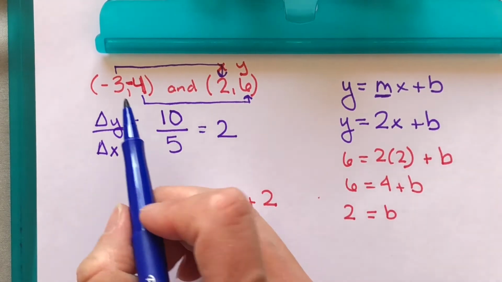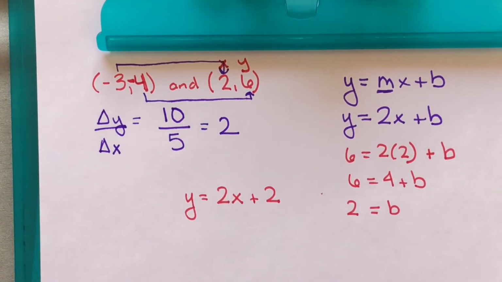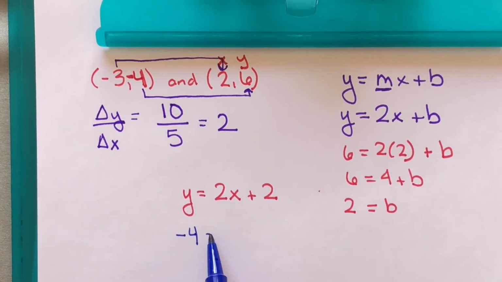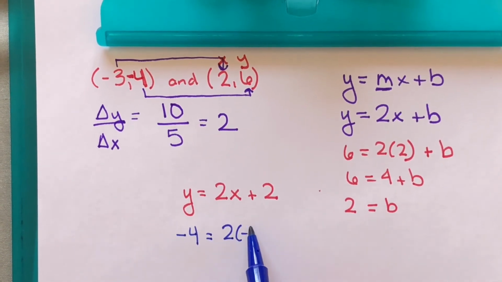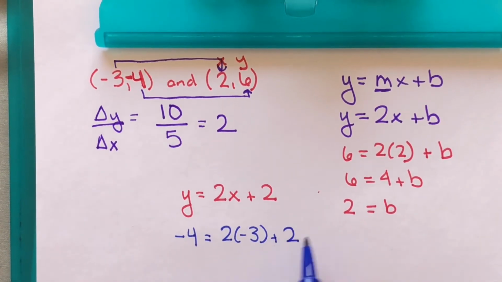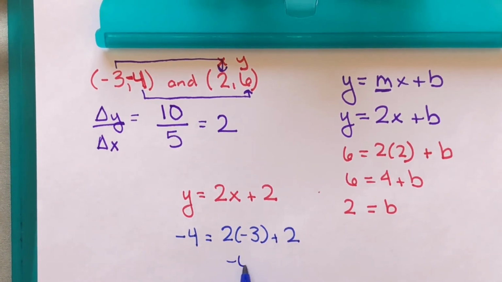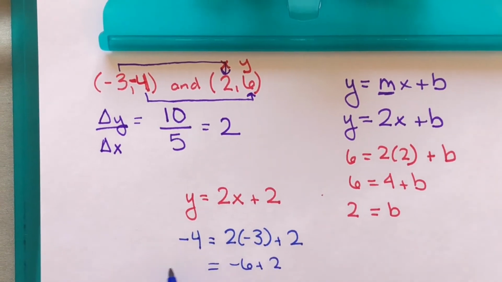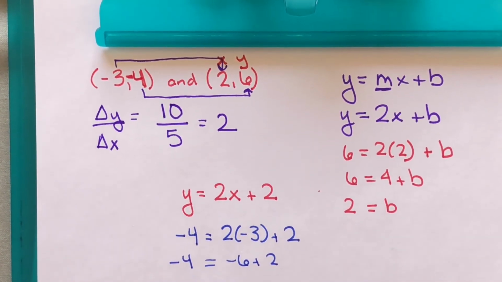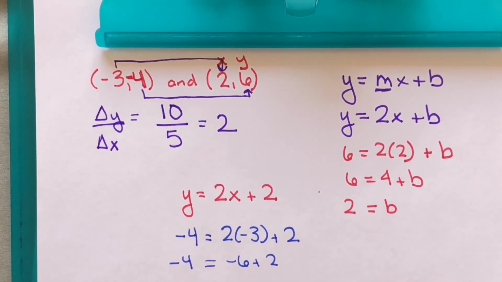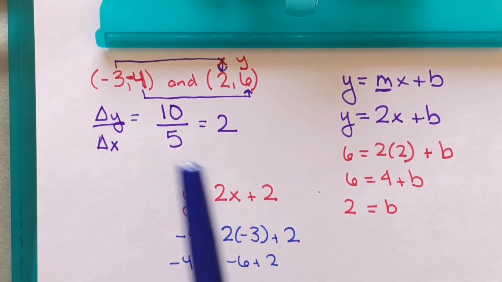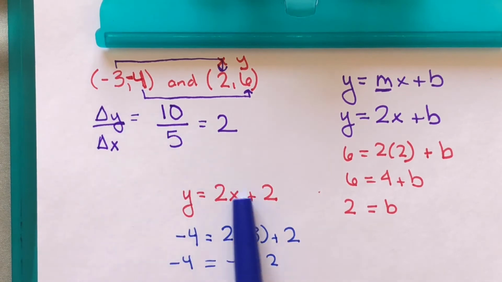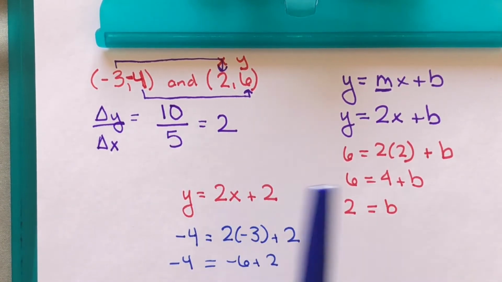So this is x, this is y. So negative 4 should equal 2 times negative 3 plus 2. This is negative 6. That is a true statement. Negative 6 plus 2 does equal negative 4. Therefore, I know that this point does fall on this line.